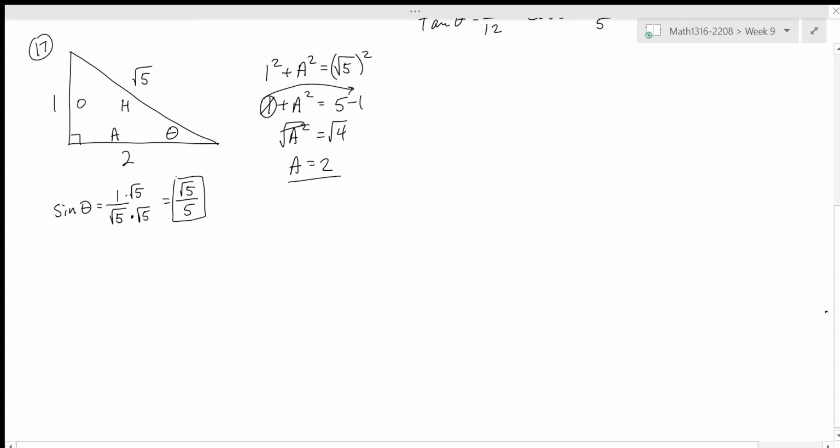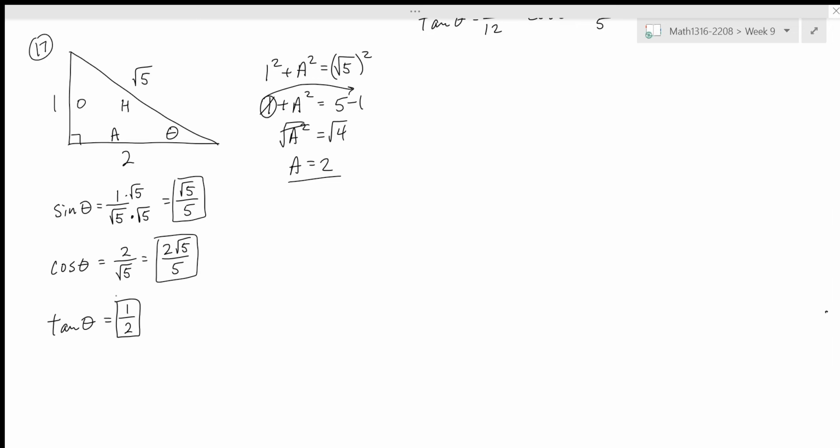How's that? Rationalized. Now, what about cosine theta? A over H. Whoops, effed up SOB. And we rationalize. And tangent theta is TOA. TOA. 1 over 2. Everybody good on the first 3?